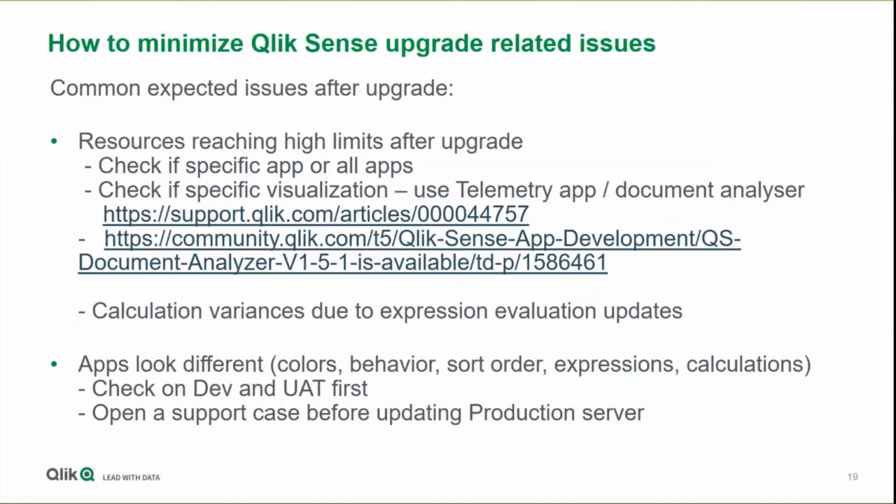So remember the telemetry app and the document analyzer, there are 2 links down there. Again, calculation variances based on expression evaluation. We have articles talking about this. Apps look different, we all came across this. Colors are different, behavior is different. So this is why it's good to test on development. And if it's something blocking you from upgrading, let us know, and then we can check with our R&D team and see why it's been done and whether something can be done about it.